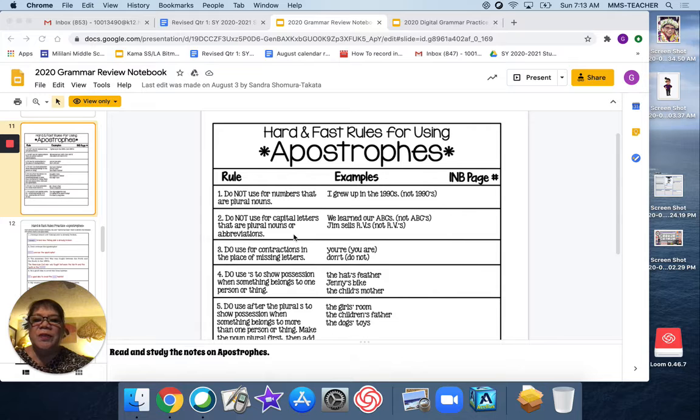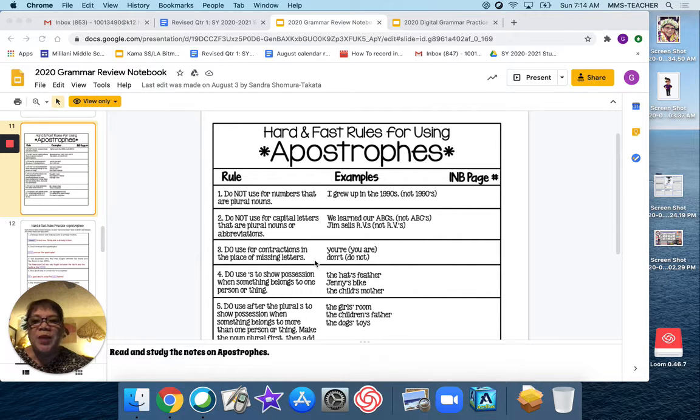Number 2, do not use for capital letters that are plural nouns or abbreviations. So the example given is, we learned our ABCs. Notice it's not ABC apostrophe S. Or, looking at the abbreviation, Jim sells RVs. There's no apostrophe in here, so make sure you follow that rule when it comes to capital letters that are plural nouns or abbreviations.